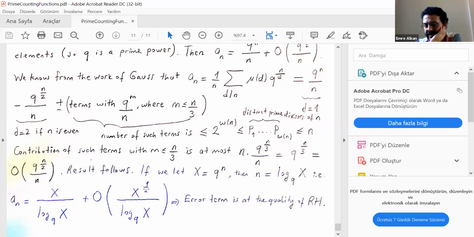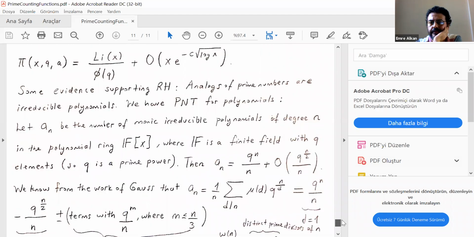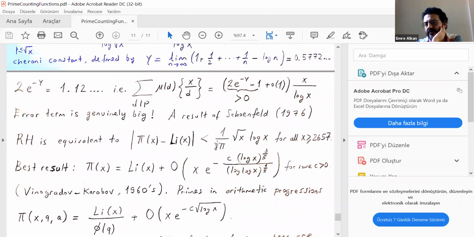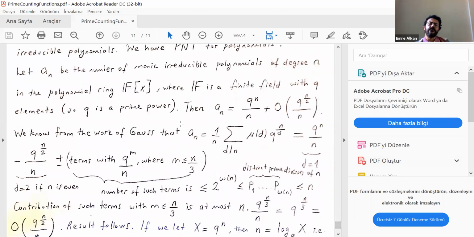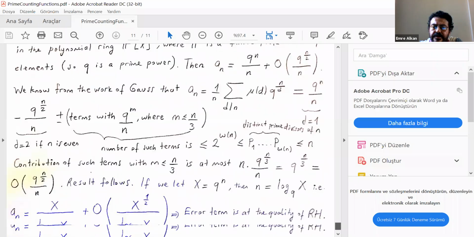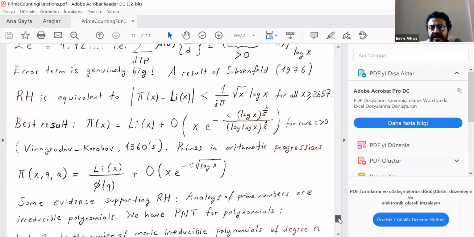Now you can see that the error term is at the quality of square root. So there is the main term, and we are used to seeing x over log x as the main contribution. So in some sense, this is really justifying this analog problem. It's even a little bit better, I should say, because of the structure that's present. But really, those are the big evidences about the truth, maybe the truth of the Riemann hypothesis, since these analog problems are well behaved. So people believe the Riemann hypothesis.